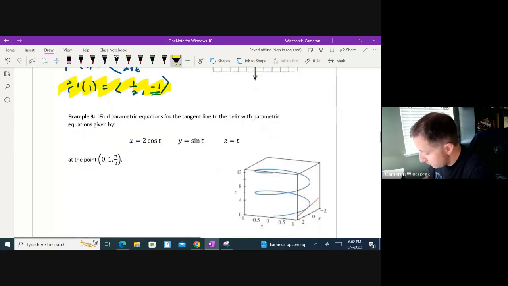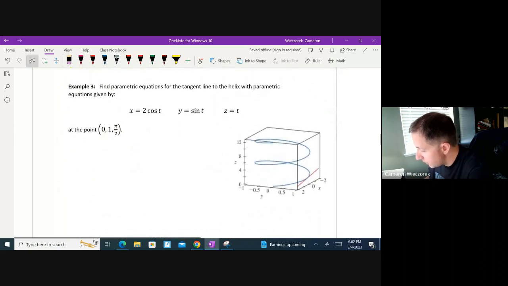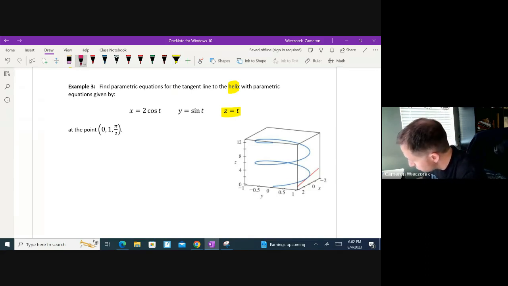All right, next one. Find parametric equations for the tangent line to the helix, a friend that we met in the last section. Given with parametric equations, x equals 2 cosine t, y equals sine of t, and z equals t. So it's going to be one of our spiral shapes that ends up spiraling in the z direction according to that linear function z equals t. And so here's kind of a little visual just to show you what we're going to find. Here's the point that we're interested in. We want to find the equation of the tangent line at the point 0, 1, pi over 2.